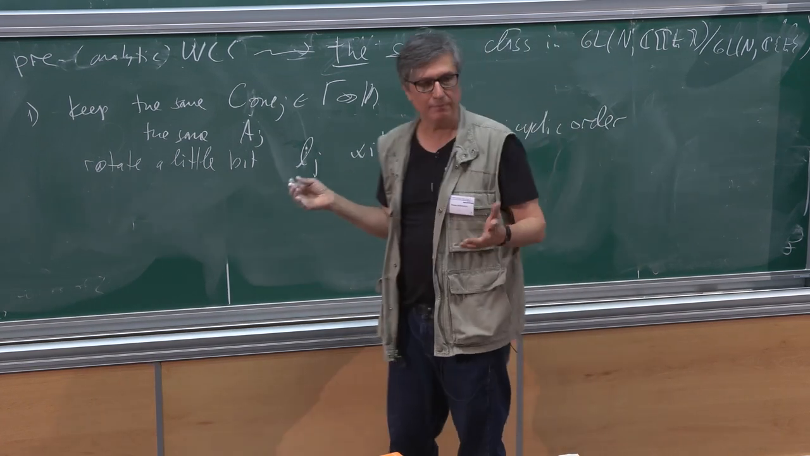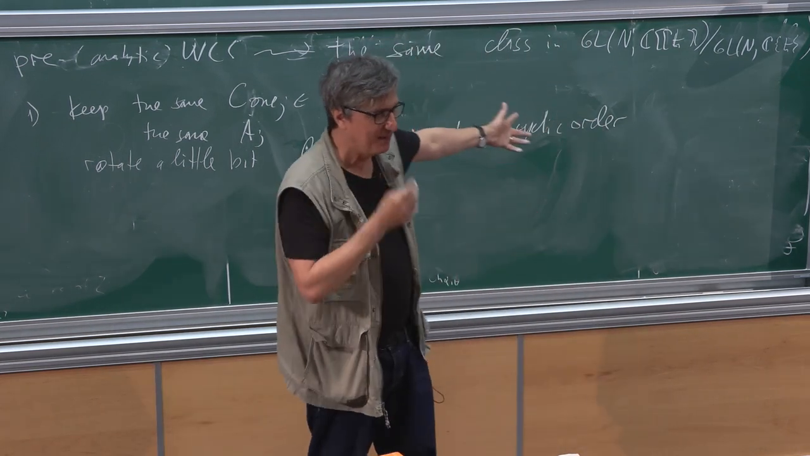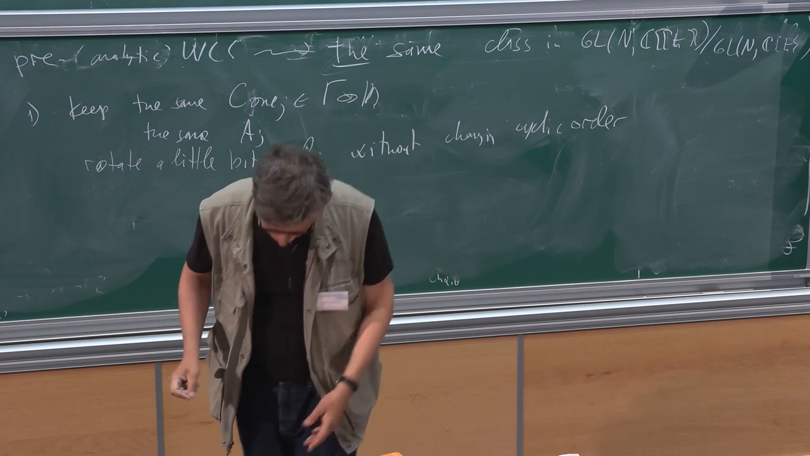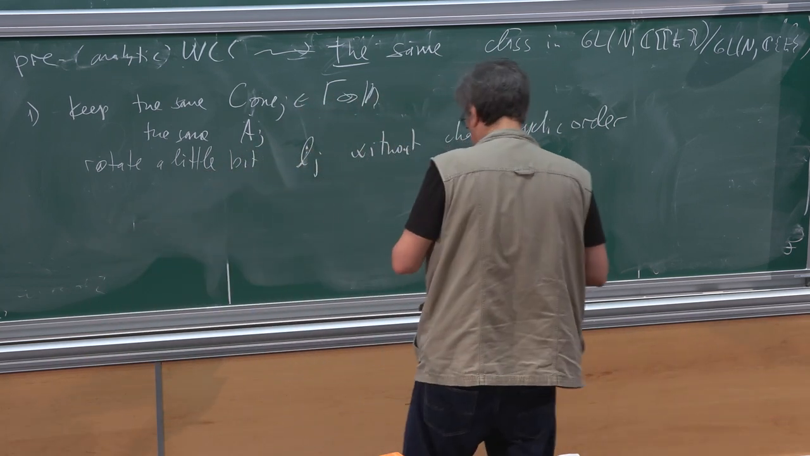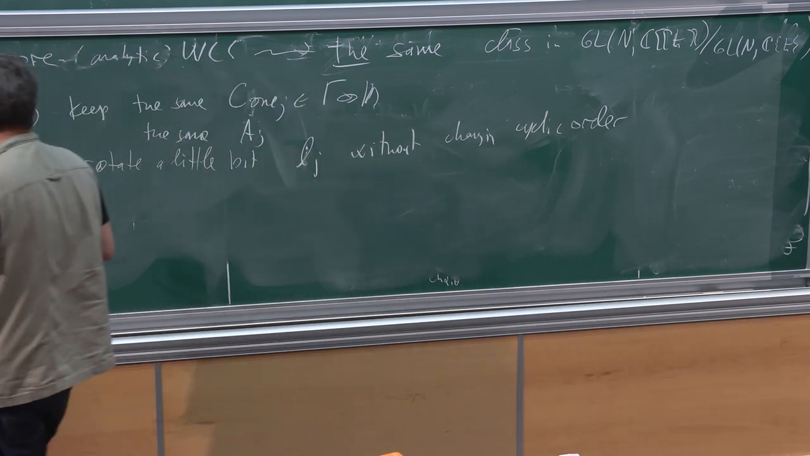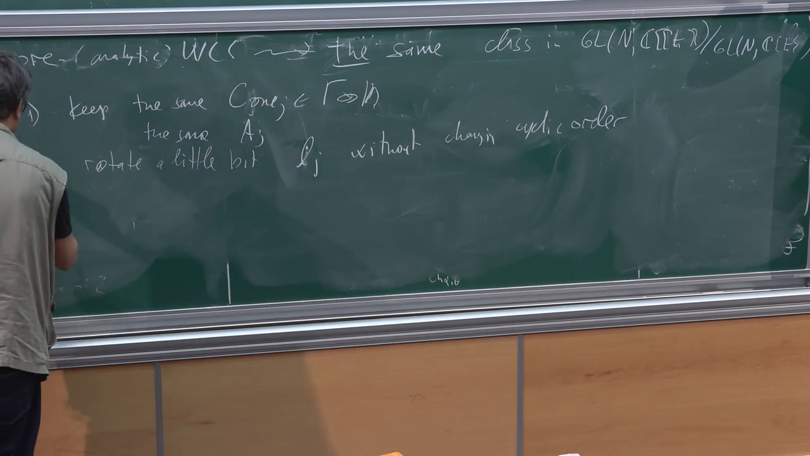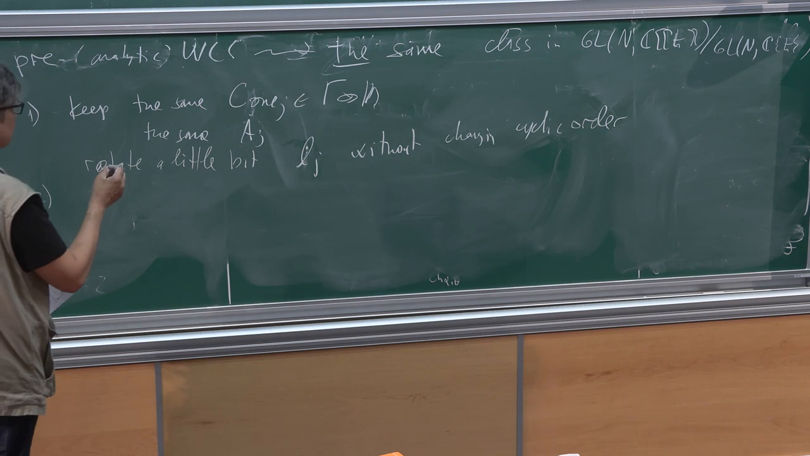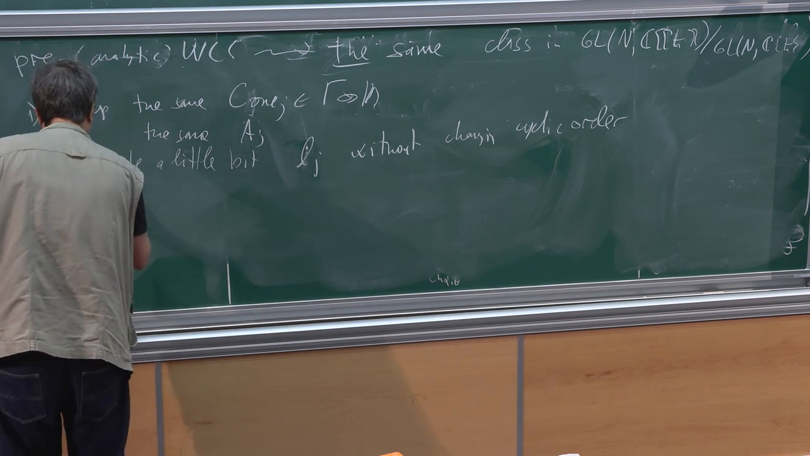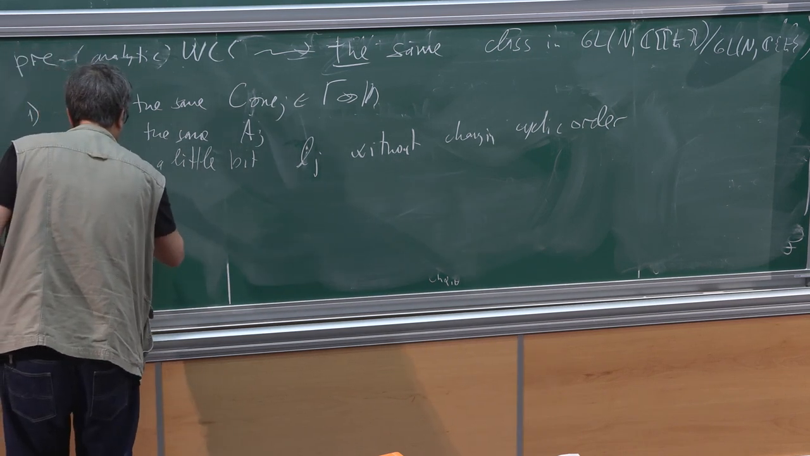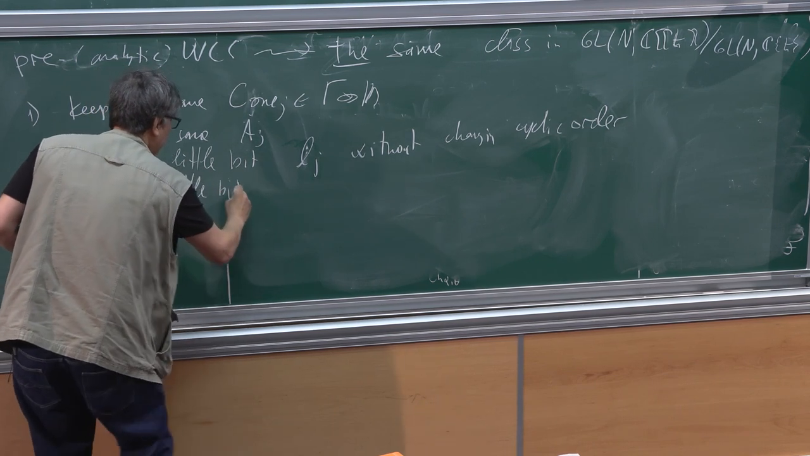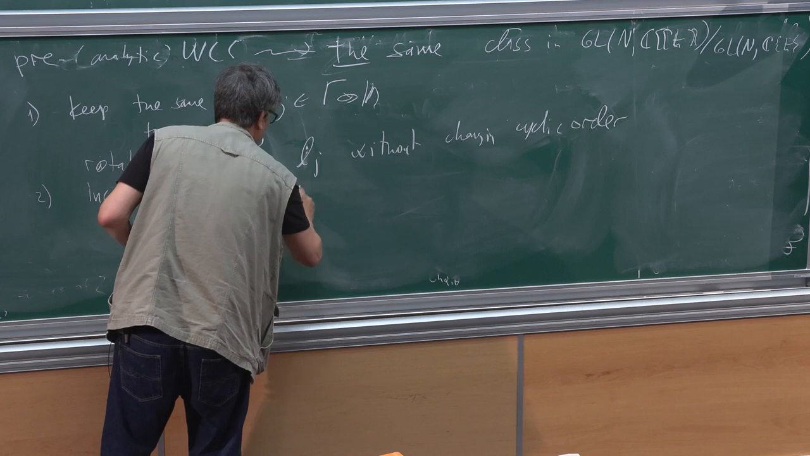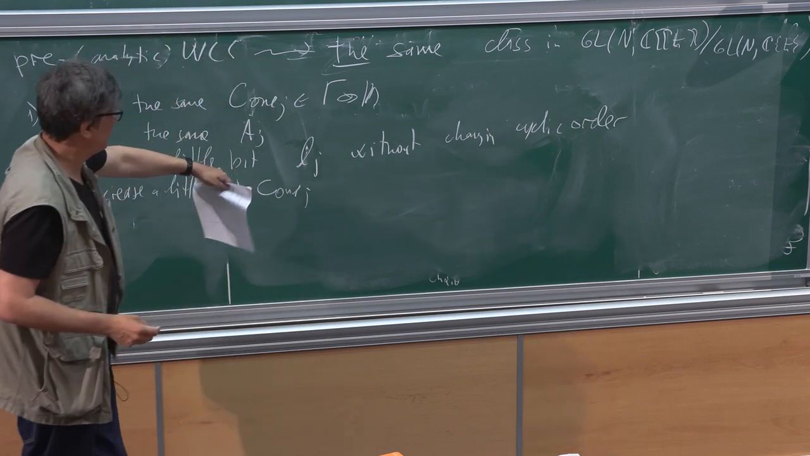All of them give the same bundle and give the same trivialization. Yeah. Then the second procedure is kind of stupid. Increase a little bit the cone, keeping the same A_j and L_j.